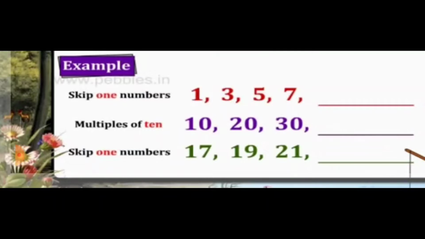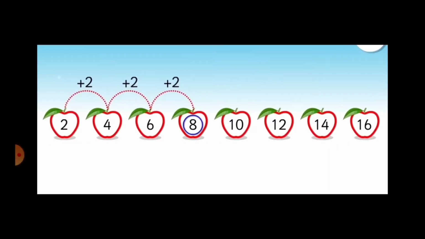One number is skipped. Here you have one more example, that is 2 plus 2 gives 4. So 2, next number is 4, next is 6. So as you add 2 to the number, you get the next number. So this is also a growing pattern of numbers.